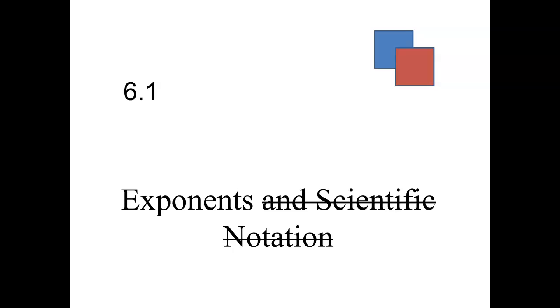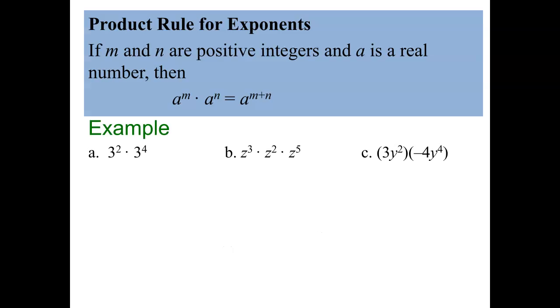Properties of our exponents. I've crossed out scientific notation because I'm not going to cover scientific notation. You can do that in chemistry or in physics. There are 5 major rules for properties of exponents.